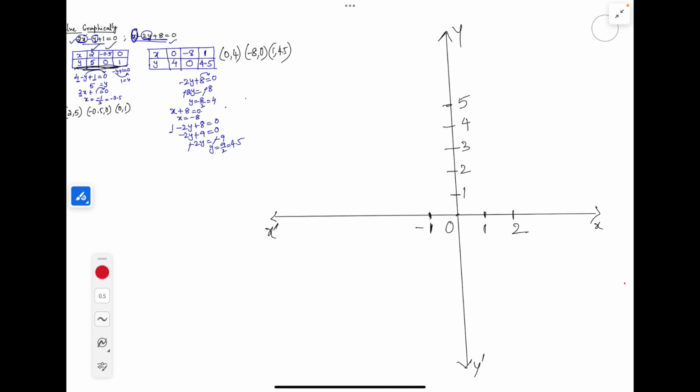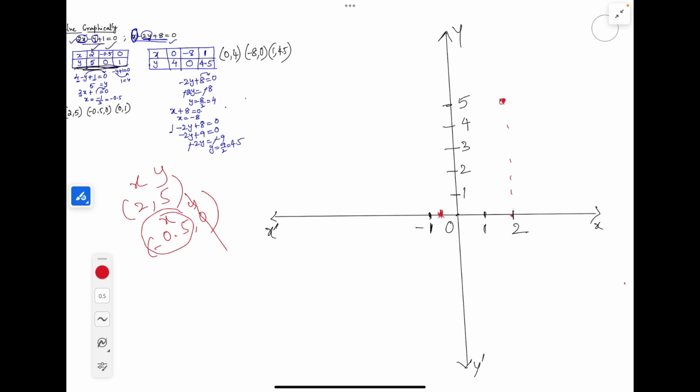First one is 2 comma 5. Ordered pair is always x followed by y. First go to 2, from 2 go till 5. So this is the point. Next is minus 0.5 comma 0, x comma y. So y is 0, so it will lie on the x-axis. Negative 0.5 will be here.